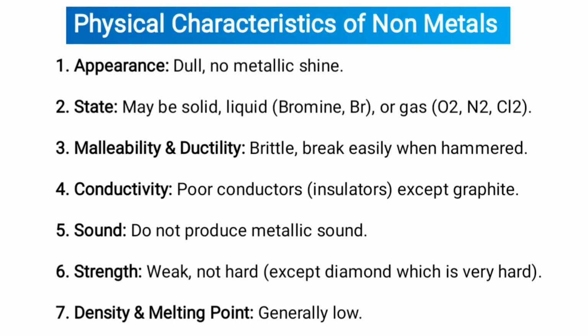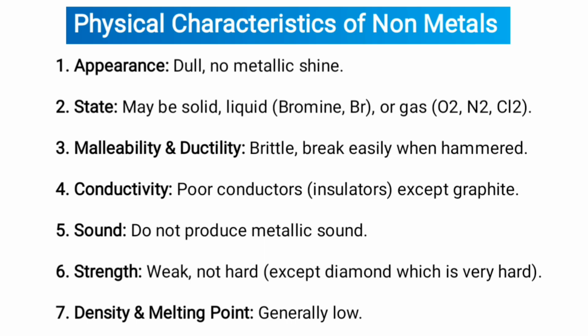Now, physical characteristics of non-metals. Appearance: non-metals are dull, with no metallic shine. And the second one, state: non-metals may be solid, or liquid like bromine, or gas like O2 and Cl2. And the third one is malleability and ductility. Non-metals are brittle and break easily when hammered.